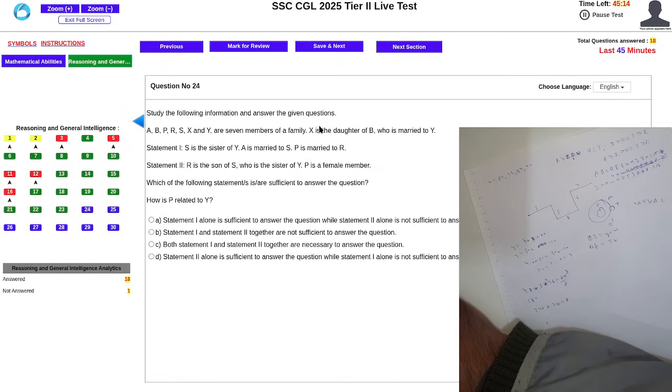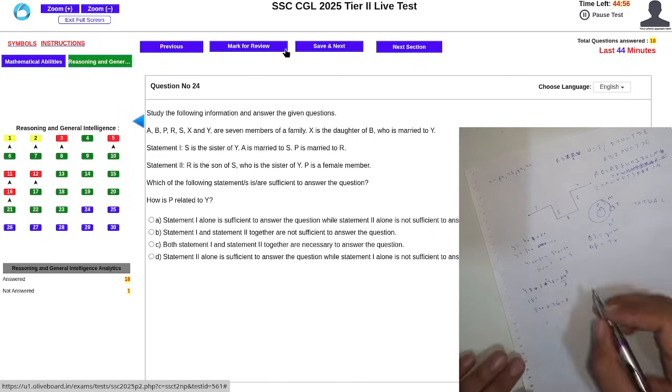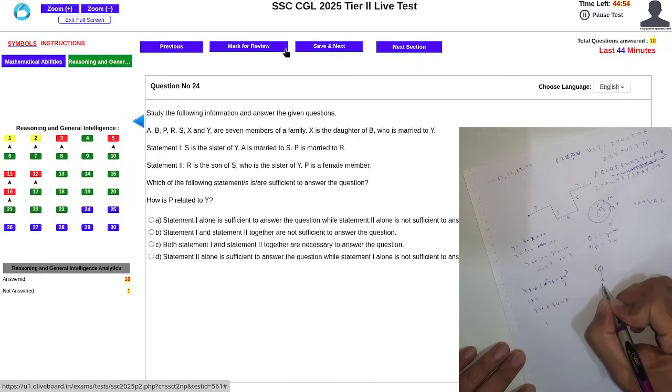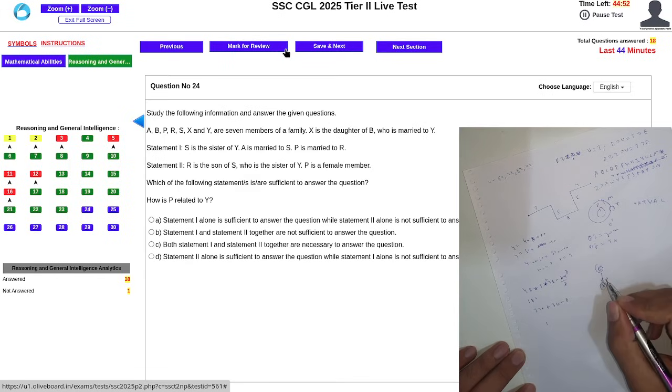Study the following information as to the given option. A, B are 7 members of family. X is the daughter of B, who is married to Y. X is the daughter of B and is married to Y. Husband, wife.